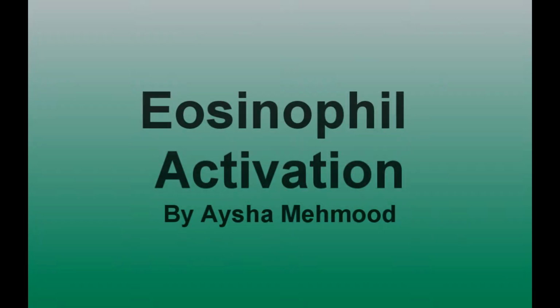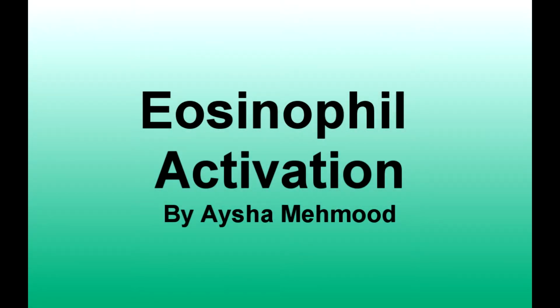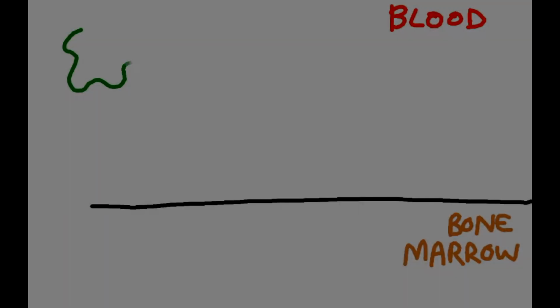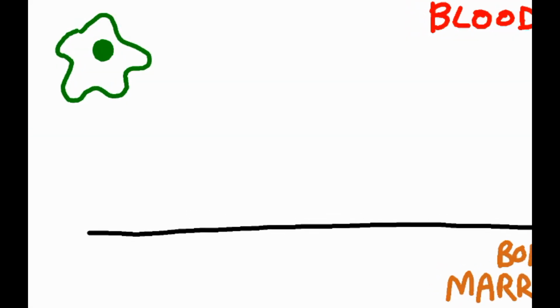This short video will explain the process of eosinophil activation by a parasitic invader. We begin with the innate immune system and our antigen-presenting cell, which presents the processed antigen on its MHC2 receptor.